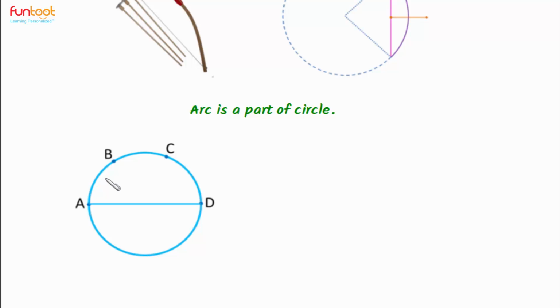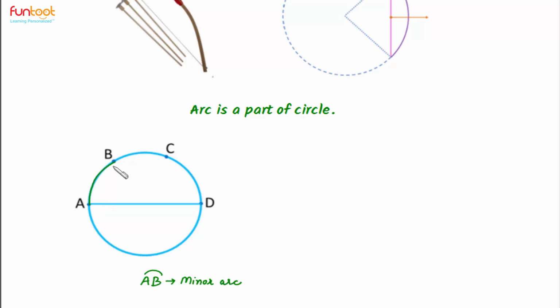Let's see how we can represent arcs. So let's take first arc AB. That means this arc. It is represented as writing A and B and putting a small symbol of arc over it. This AB here is the minor arc. We are calling this as minor arc because it is less than half of the circle.